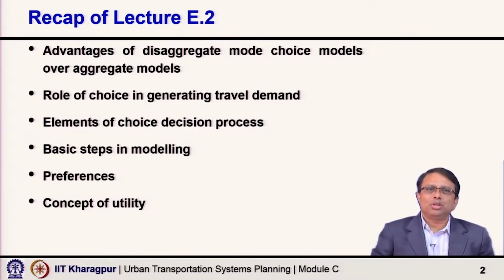Then we talked about the role of choice in generating travel demand, then various elements of the choice decision process. We said what the key 4 elements are, then discussed the basic steps in modeling, the 3 key steps that we highlighted, and then we mentioned that modeling the choice is equivalent to modeling the preferences and introduced to you the concept of utility.